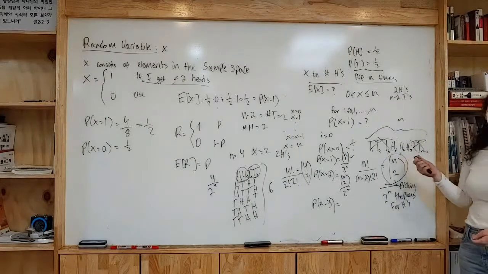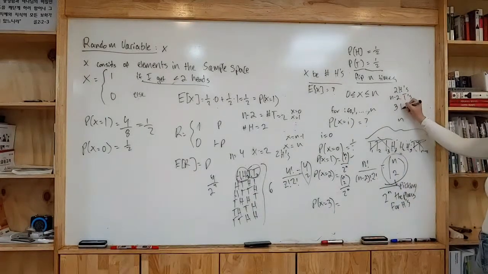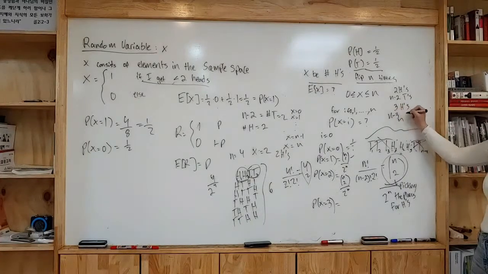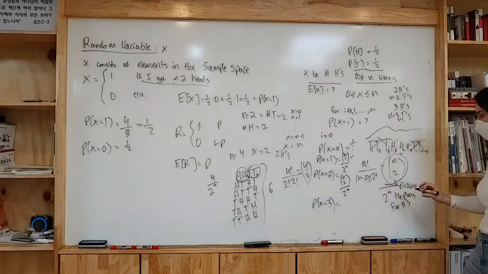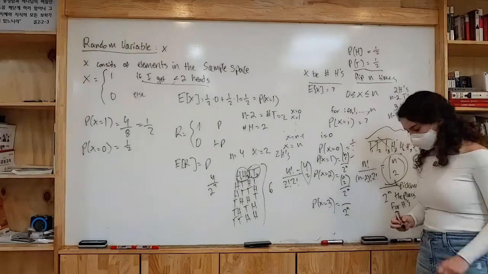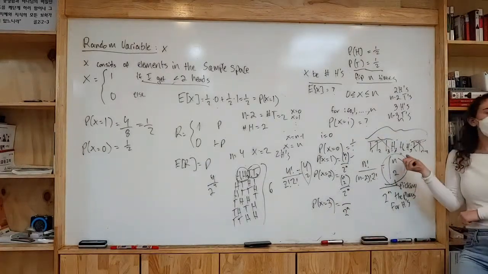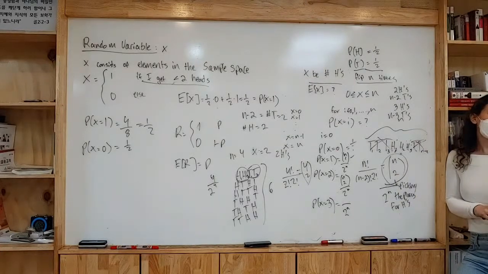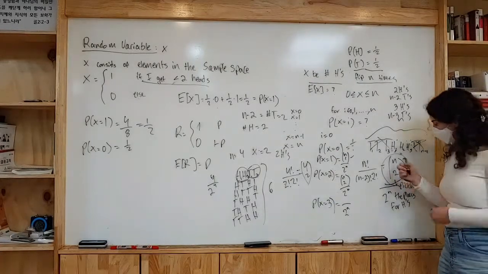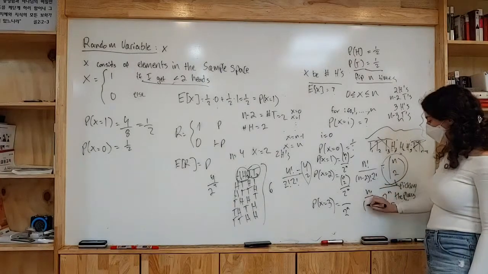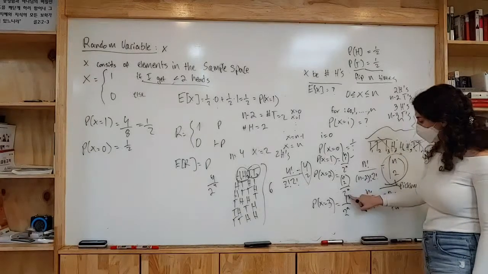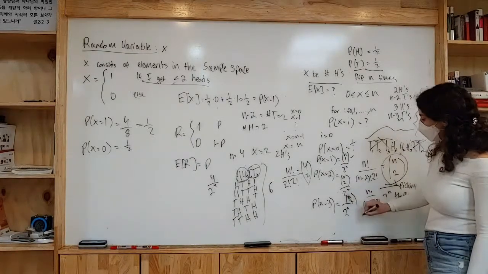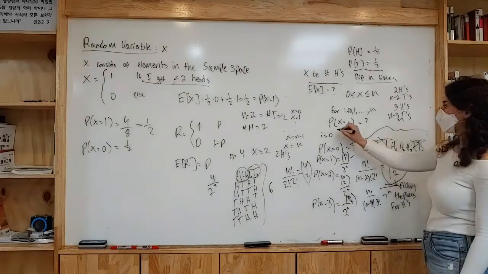Alright, I have 3 heads. How many tails do I have? N minus 3. Yes. Alright, how many ways? So each has probability 1/2, so what is my denominator? 2 to the n. Alright, how many ways can I arrange 3 H's and n minus 3 T's? N choose 3, which is n factorial divided by n minus 3 factorial times 3 factorial. Now, what is the probability that x equals i?